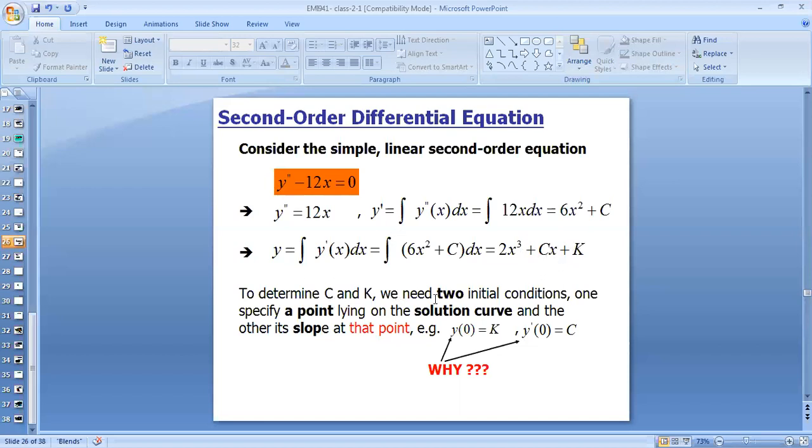To determine C and K, we need two initial conditions. If we want to find out this C and K, then we must assign initial conditions. Without initial conditions, we cannot find out the values of C and K. One is to specify a point lying on the solution curve, and the other is the slope of the curve. That means if x equals 0, then y of 0 equals k, and the first differentiation at 0, that means the origin, y equals c.